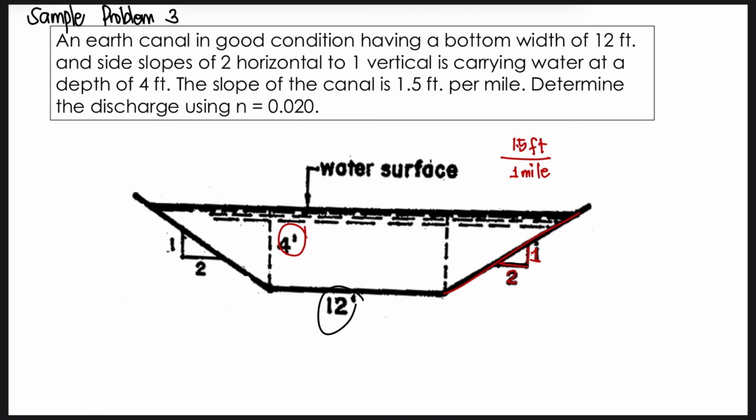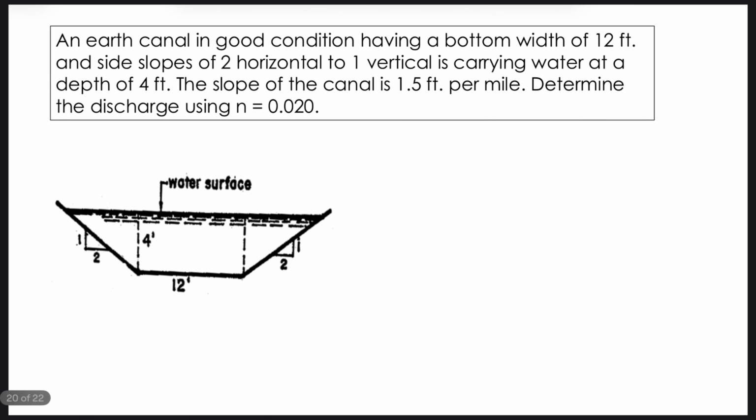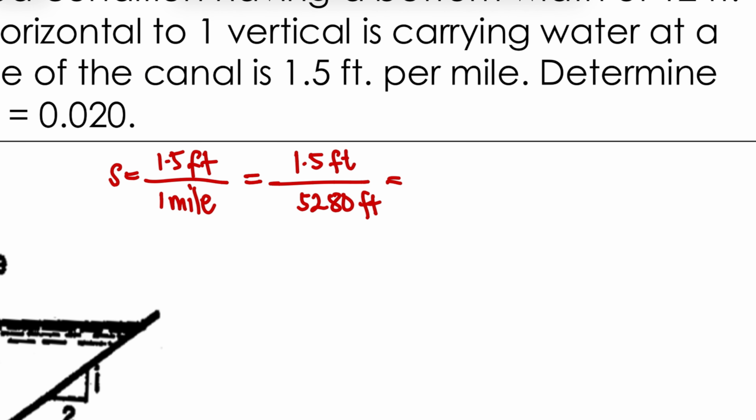Okay. So, yung 1 mile is equivalent to 5,280 feet. Okay? So, determine the discharge using N. Ito yung tatandaan natin na 0.02. Okay? Solve natin. So, para sa slope ng kanal, meron po tayong 1.5 feet. So, we have a 0.000284.